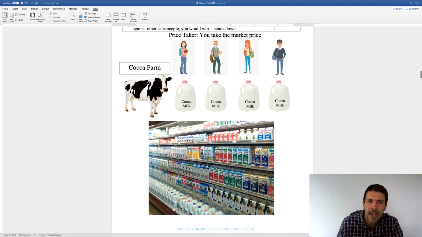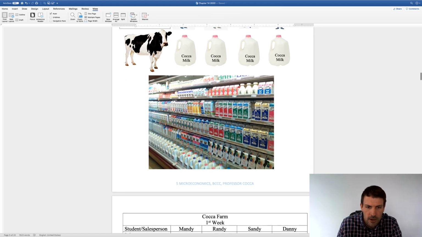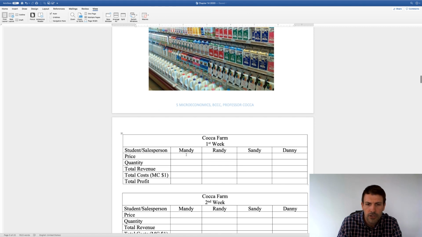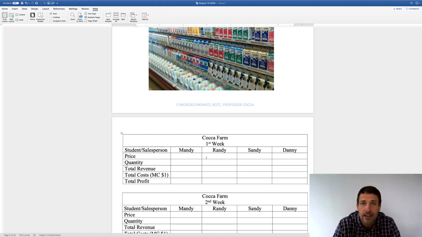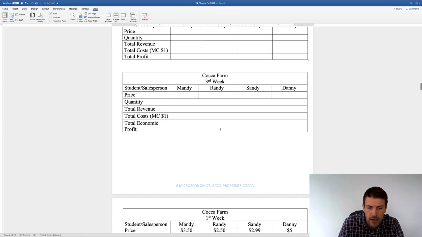All right. So what I ask these salespeople is to tell me what price they're going to charge, and then they're going to put my milk on the store shelf and we'll see how much they sell it for. So there's our milk down there. Here's my 4 students: Mandy, Randy, Sandy, and Danny. So they can charge whatever price they want. So that's week 1. Usually in my face-to-face class, I ask students to come up with a price, and then the other students of the class, who aren't salespeople, get to choose who they're going to buy their milk from. All right. So here's the first week of prices.